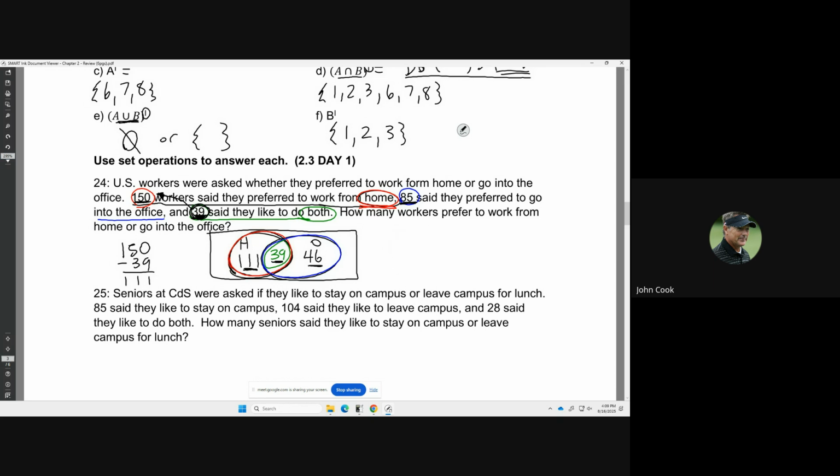So now it says, to follow. All right, so now we've got all the information. We know how all those people are split up, and how many workers prefer to work from home or go to the office.